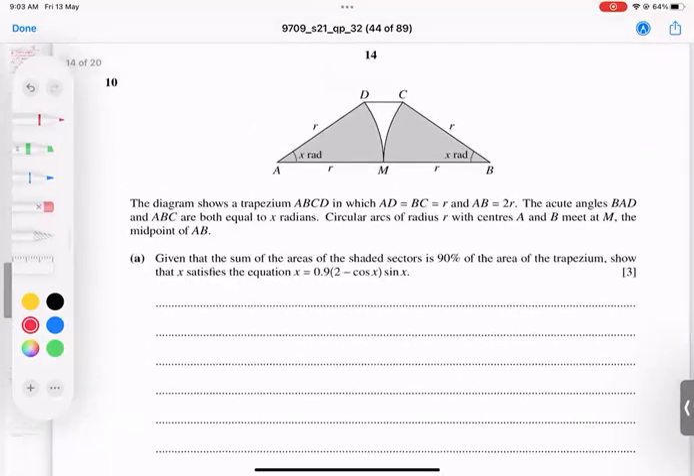Question number 10. In question number 10, what we have here is a diagram; we know it very well. You can see the two sectors there, sector number 1 and sector number 2, and the radius is r, and the full length from here till here is 2r. The statement says: the sum of the areas of the shaded sectors is 90% of the area of the trapezium.